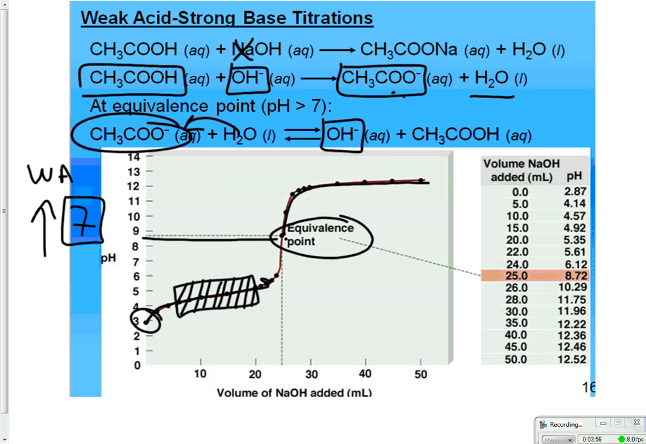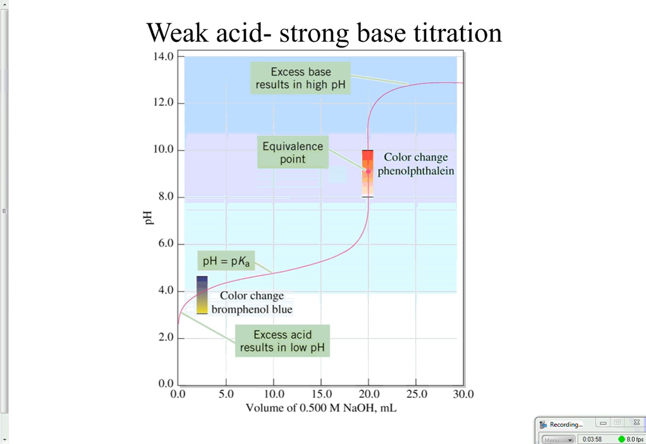The rest of the curve from the equivalence point looks very, very similar to a strong acid, strong base titration. If we take a look at it, we're trying to find an indicator. Again, we're going to pick phenolphthalein. Why? Well, if we look at our equivalence point here, we'll get a nice color change within the band of that. So we use a pKa, actually. We take the pKa value of an indicator to pick what we're going to use in our titration.